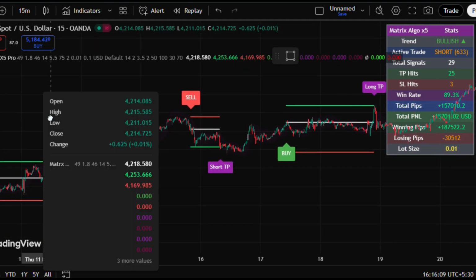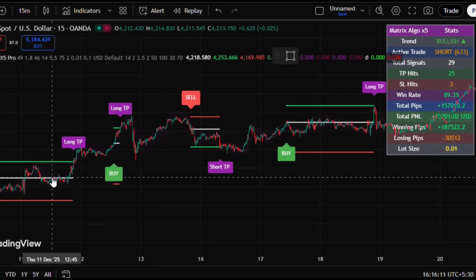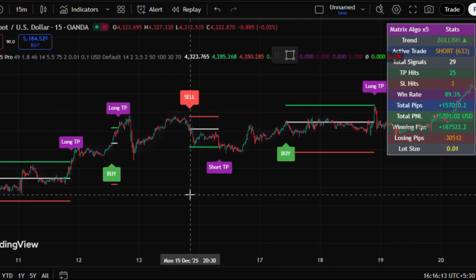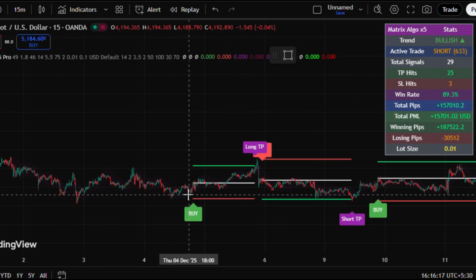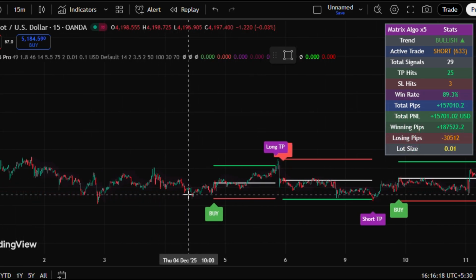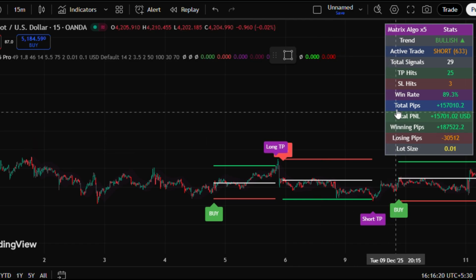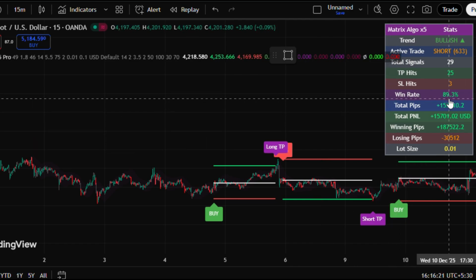That's the unique advantage of this compared to other indicators. The stop loss adjusts automatically, and the take profit also changes automatically. All of these adjustments are made based on the market's movement. In addition to that, you can see that the win rate here is 89.3%.